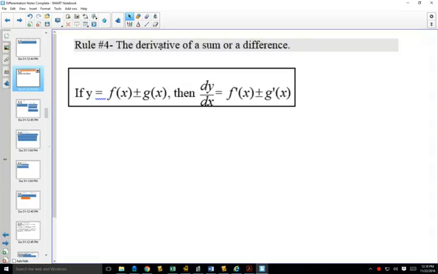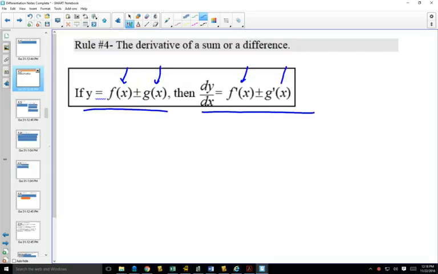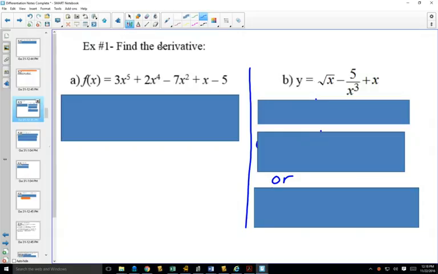Now we're going to look at what happens when you're adding a bunch of these things together. And it's quite simple. If you're adding one or more functions that you already know the derivative of, you can take the derivative of each one separately. So that's what it's saying here. Here are two functions that you're adding together. If you want to do the derivative of those, you can just do the derivative of each thing separately. So in our first example, we end up having 5 different things, and you can take the derivative of each one separately.